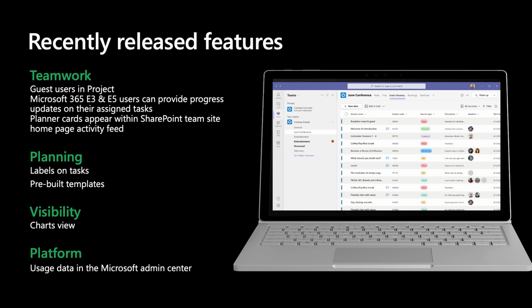Speaking of sharing plans, Microsoft 365 E3 and E5 users can not only view plans built in Project for the Web, but they can also update the progress or the percentage complete of a task assigned to them in any project they are part of without a Project license. Like Planner, Project for the Web now has the charts view. You can quickly assess how your work is progressing through a visual dashboard.